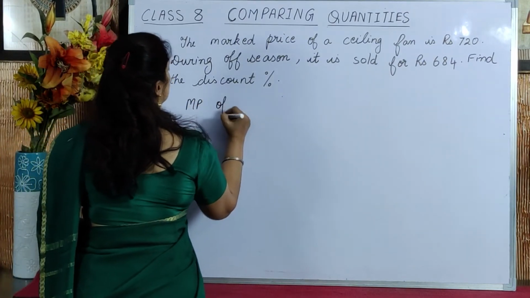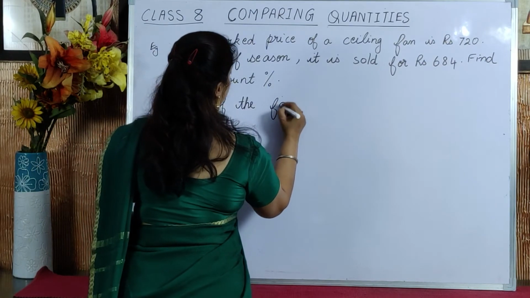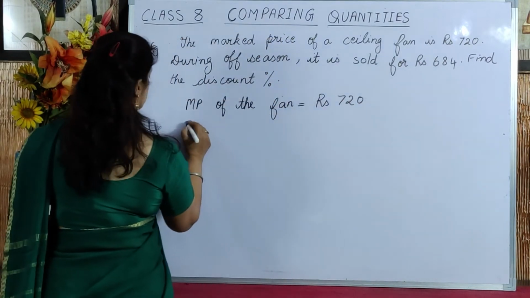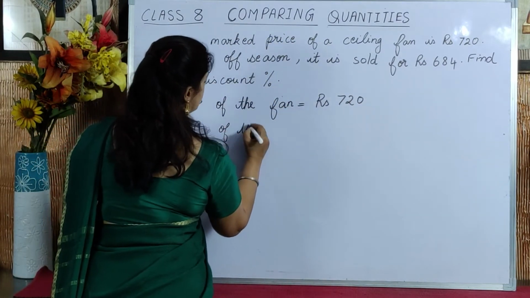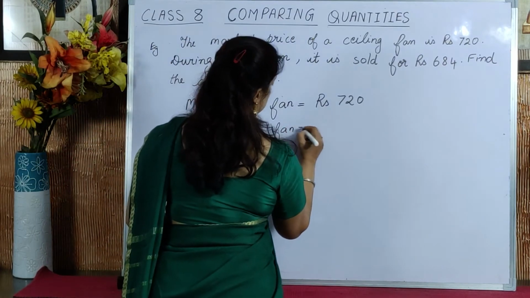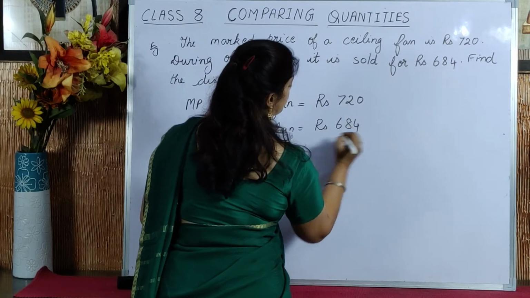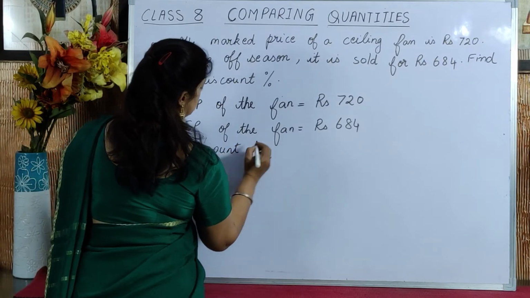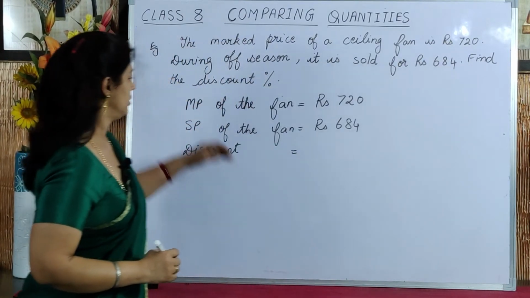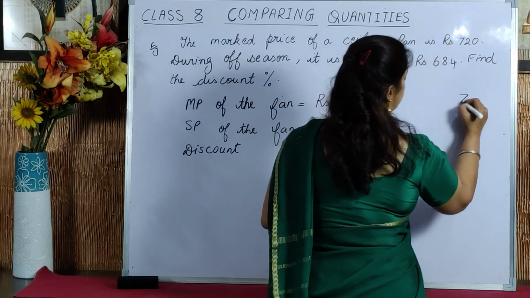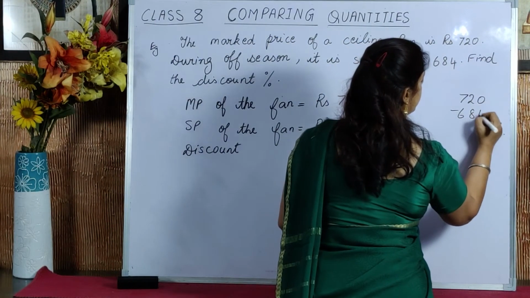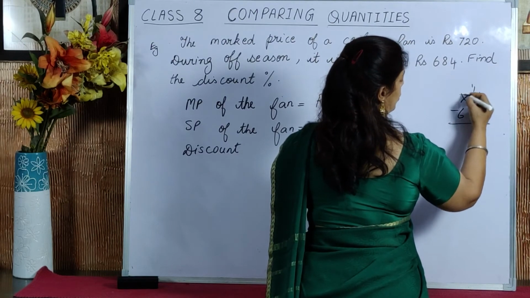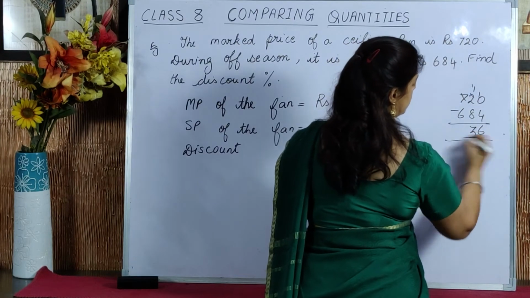Mark price of the fan is equal to rupees 720. Now sale price of the fan is rupees 684. So you can calculate the discount. Discount is nothing but the difference between the mark price and the sale price. So 720 minus 684. 10 minus 4 gives 6. Here we are left with 1. Borrow 1. So 11 minus 8 gives 3. So 36.